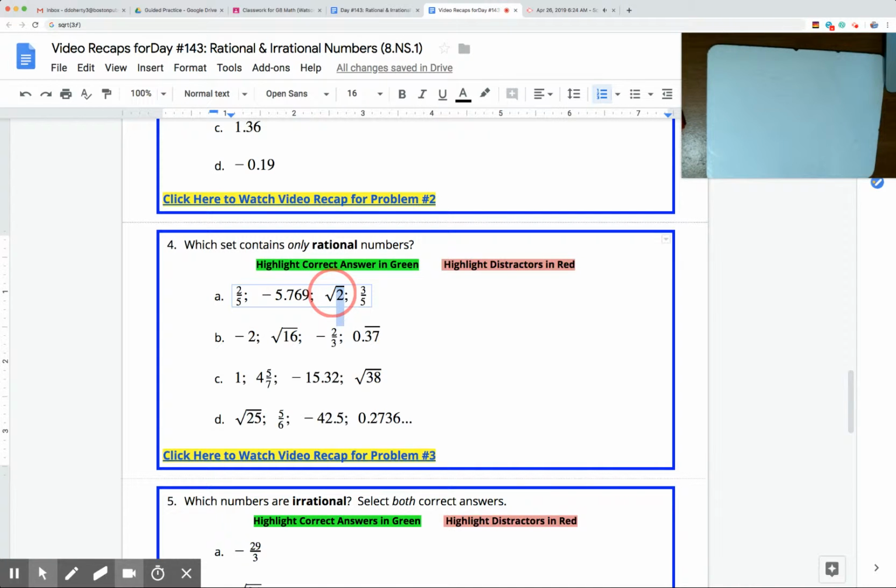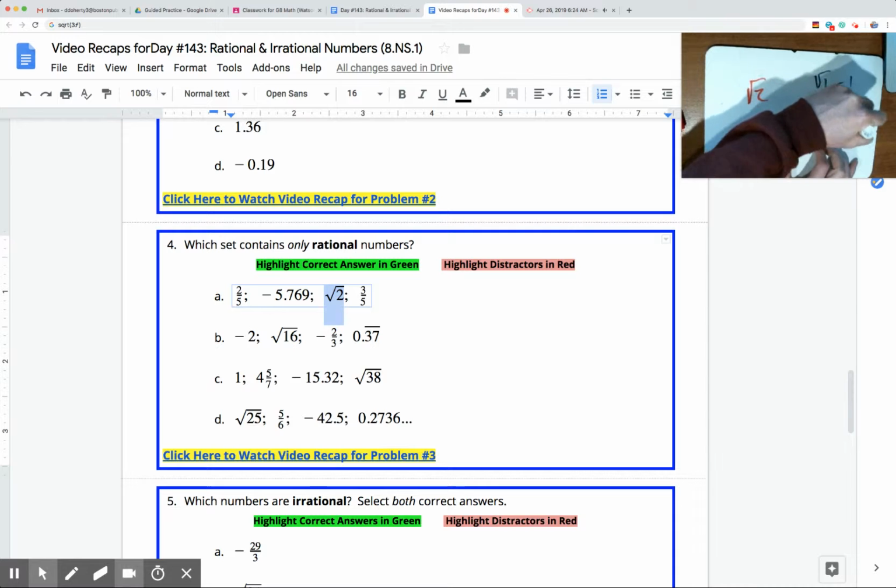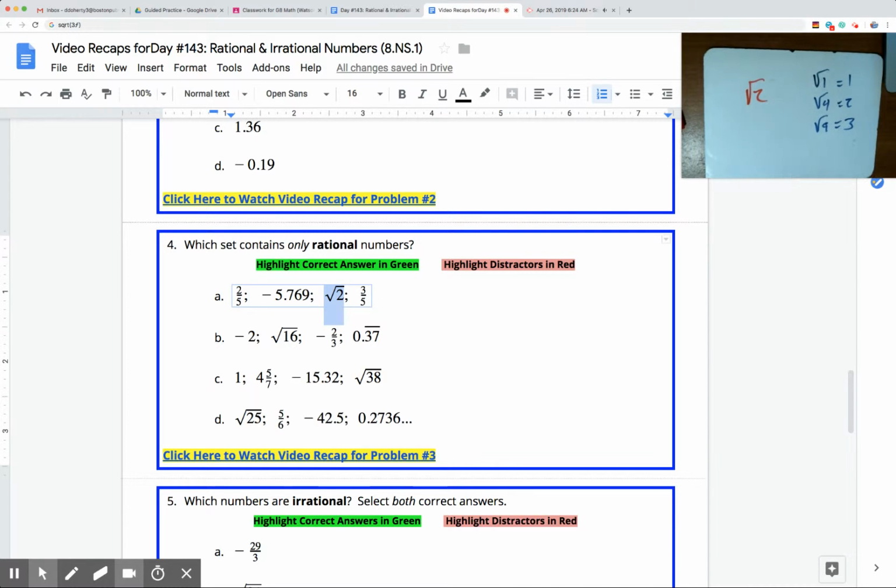Our problem is the square root of 2 right here. The square root of 2 is one of our irrational numbers. It does not fit in our square root of 1, square root of 4, square root of 9, our perfect square root table. So the square root of 2 is the reason that answer choice A is actually not correct. It doesn't have only rational numbers.